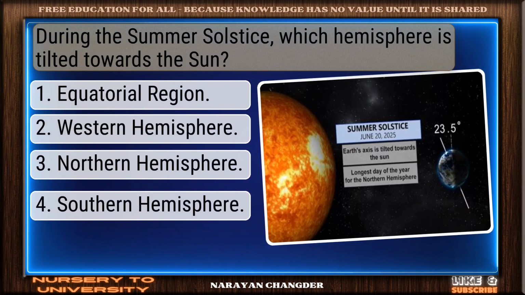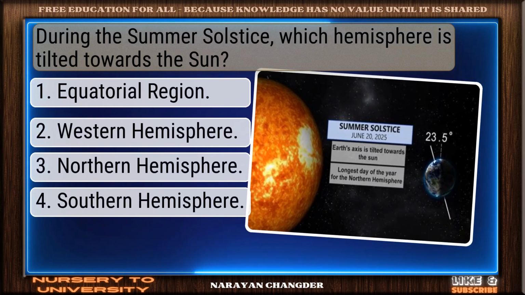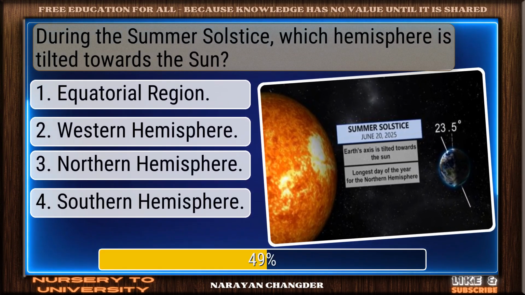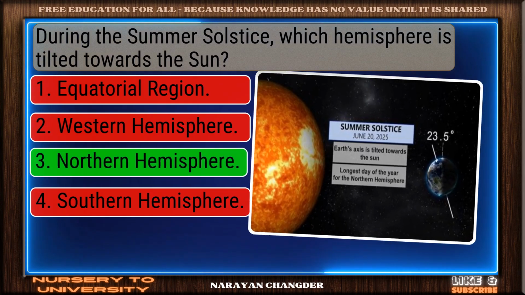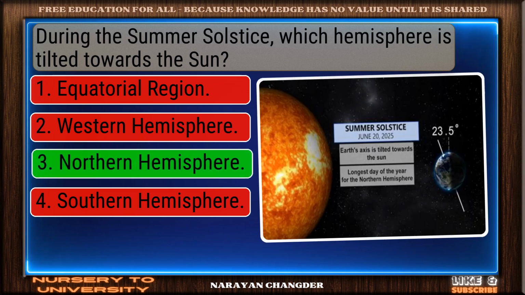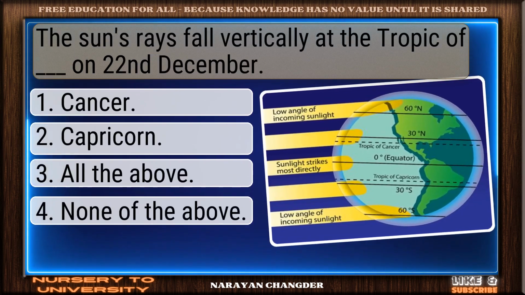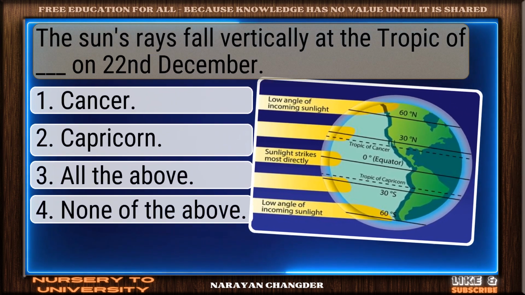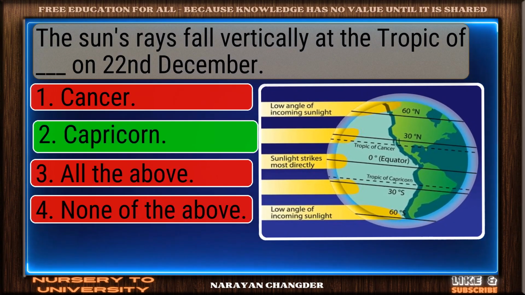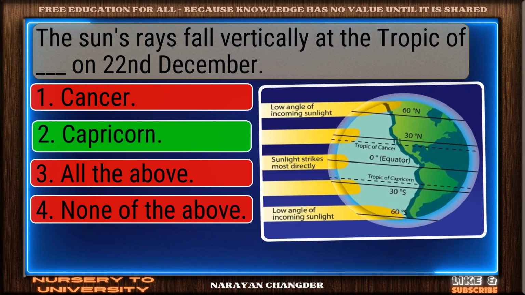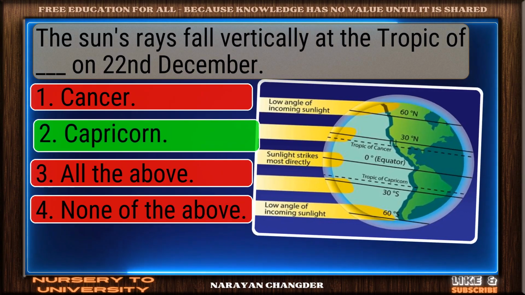During the summer solstice, which hemisphere is tilted towards the Sun? Well reasoned. Northern Hemisphere is the correct choice. The Sun's rays fall vertically at the Tropic of ___ on the 22nd December. Good thinking. Capricorn is the right answer.